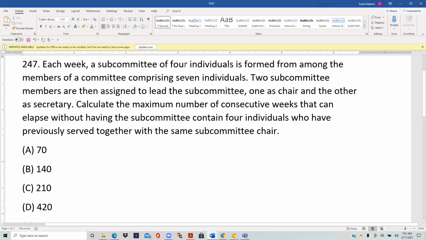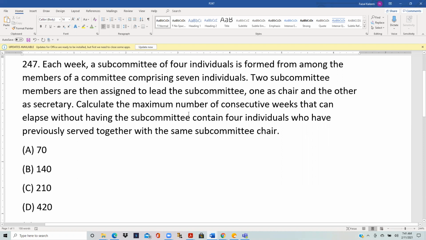Each week, a subcommittee of 4 is formed from among members of a committee comprising 7 individuals. 2 subcommittee members are then assigned to lead the subcommittee, one as a chair and the other as secretary. Calculate the maximum number of consecutive weeks that elapse without having the subcommittee contain 4 individuals who have previously served together with the same chair.